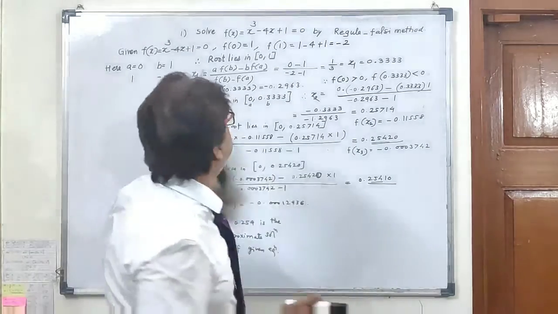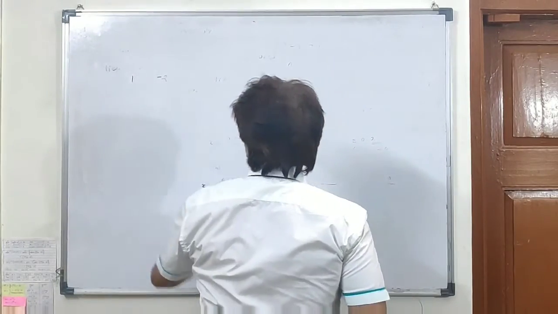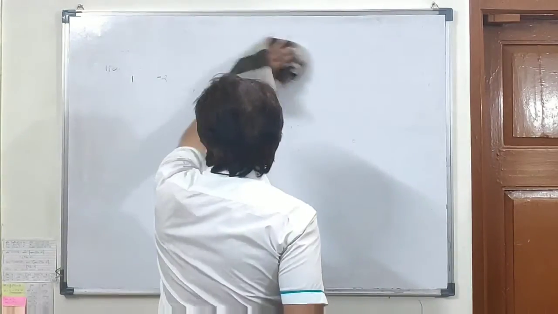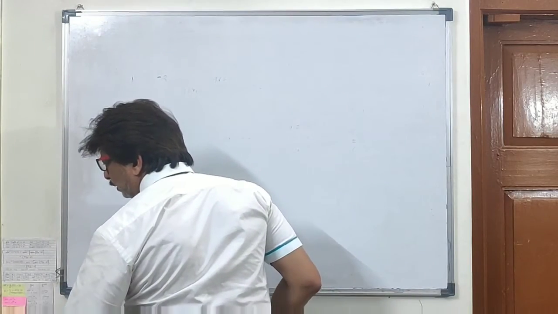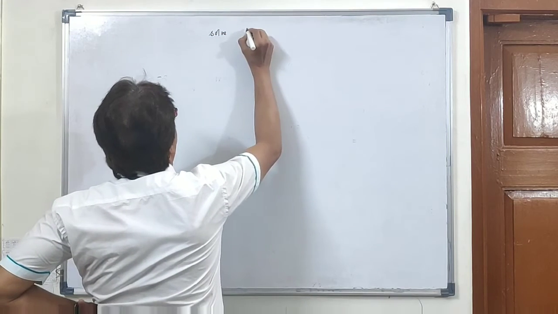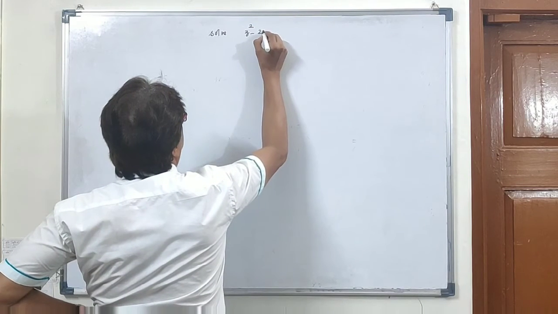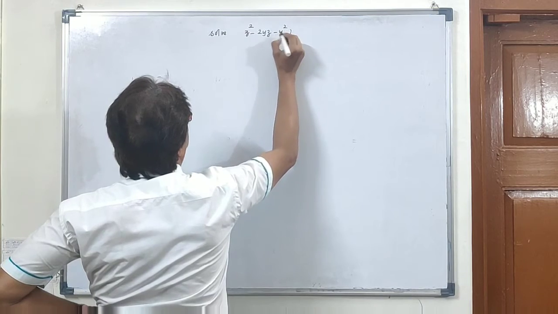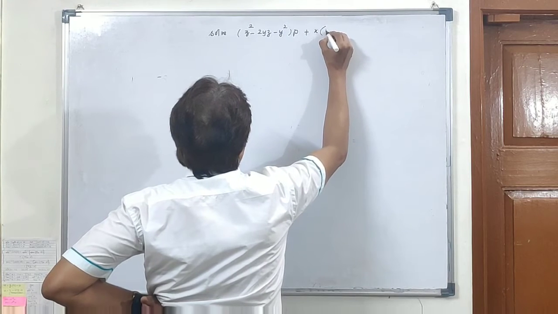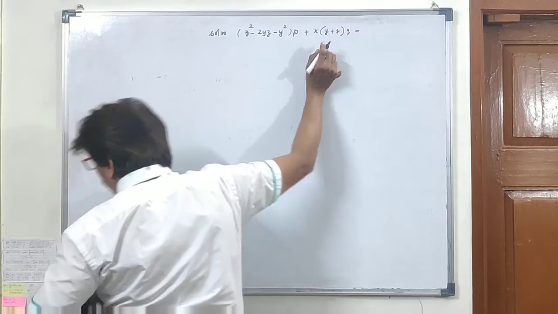Now, in the last lecture, one example was incomplete. The partial differential equation dx upon z square minus 2yz minus y square p plus x into y plus z q equals x into y minus z.